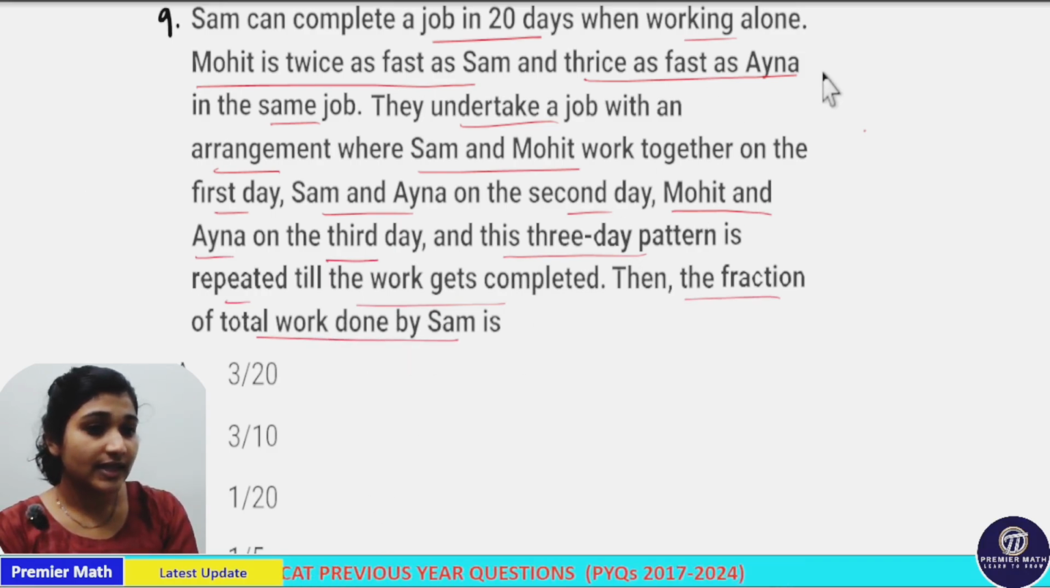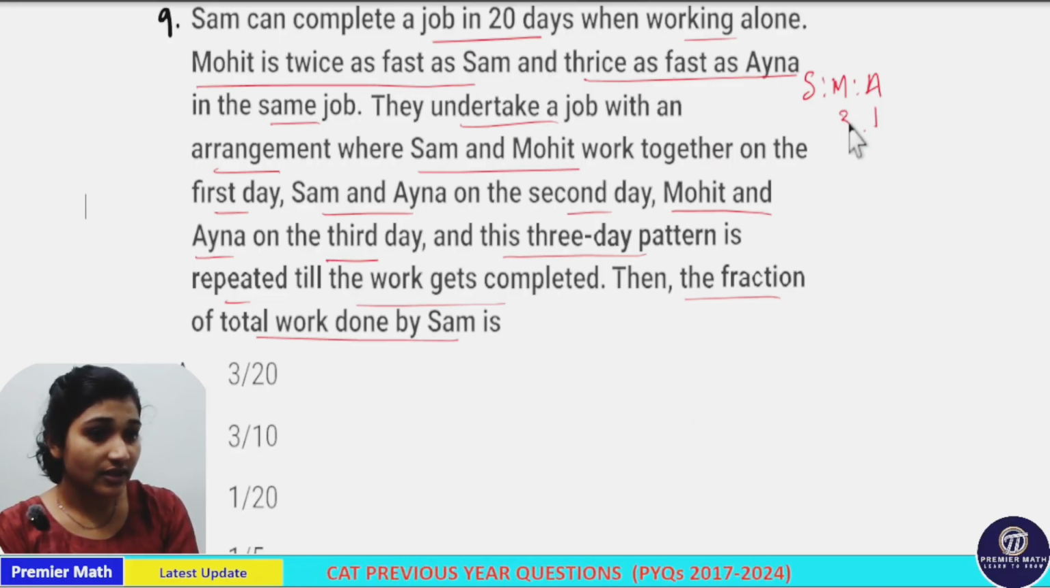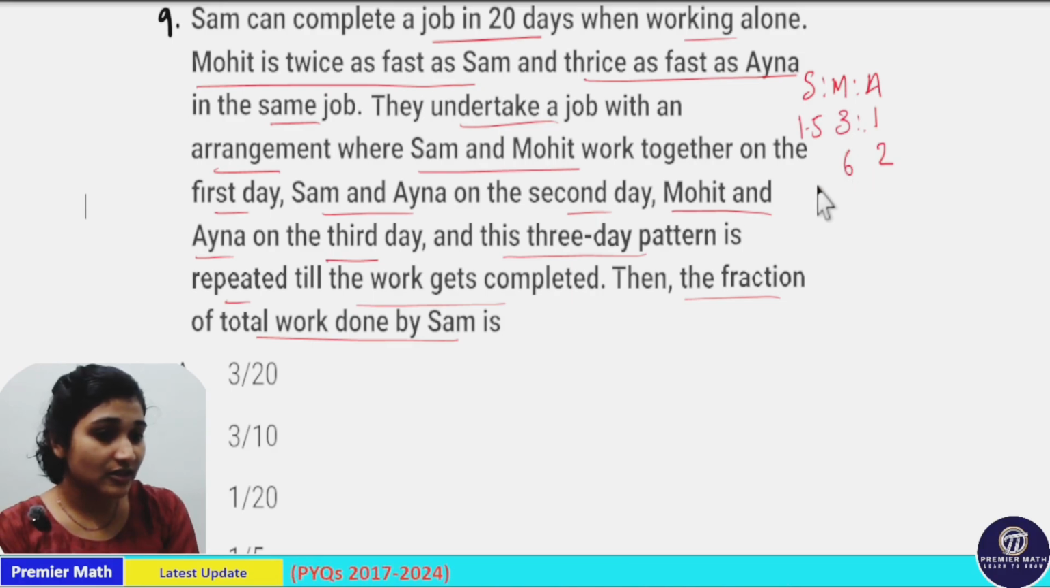Here, take the efficiency of Sam, Mohit, and Aina. If I take Aina's efficiency as 1, Mohit is thrice as fast as Aina, that is Mohit's efficiency is 3. And here Mohit is twice as fast as Sam, which means Sam's efficiency is half of Mohit's efficiency, which is 1.5. Here 1.5 is a fraction. So if I take Aina's efficiency as 2 units, then Mohit is thrice as fast as Aina, which means 6 units.